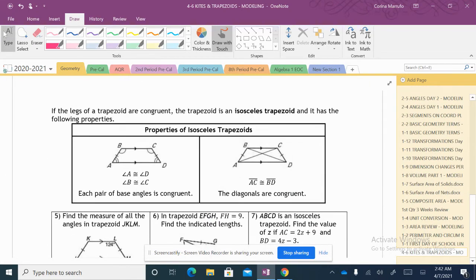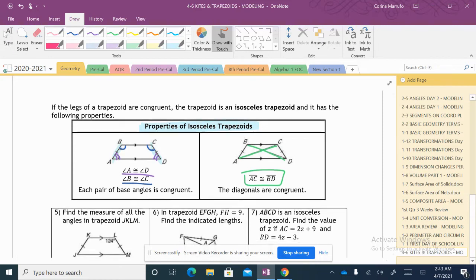So here are the properties of not any type of trapezoid, but specifically an isosceles trapezoid, which means these two sides are the same. If those two sides are the same, then your base angles should be the same. So B should be the same as C, and A should be the same as D. Also, your diagonals on an isosceles trapezoid are going to be congruent, which means they are equal in measure. So let's go ahead and try out some problems.